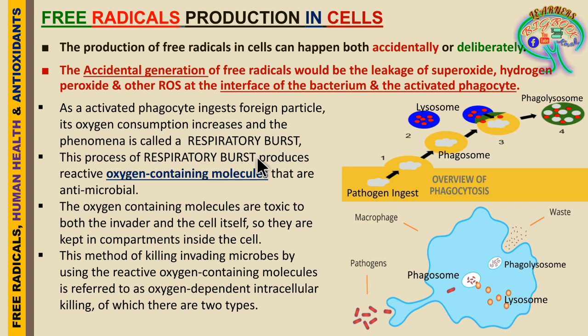This process of respiratory burst produces reactive oxygen containing molecules that are antimicrobial. After formation of the phagolysosome, these reactive oxygen containing molecules act on the pathogen, and because of that, the pathogen gets killed. So here it is the antimicrobial activity by reactive oxygen containing molecules of the phagolysosome. The oxygen containing molecules are toxic to both the invader, the pathogen, and the cell itself, so they are kept in compartments inside the cell.